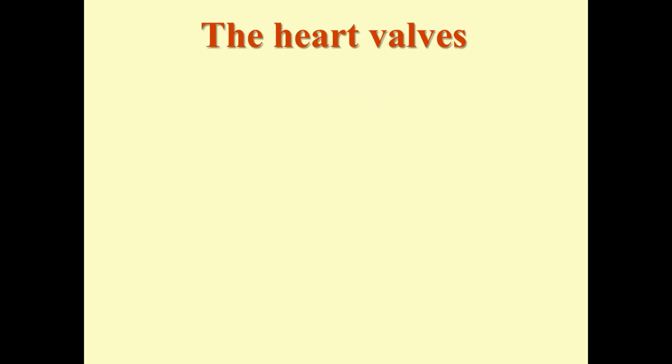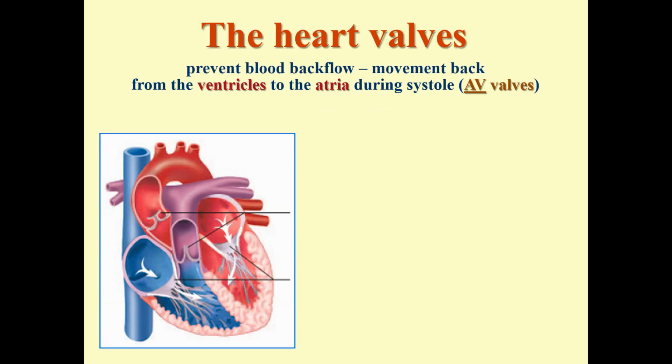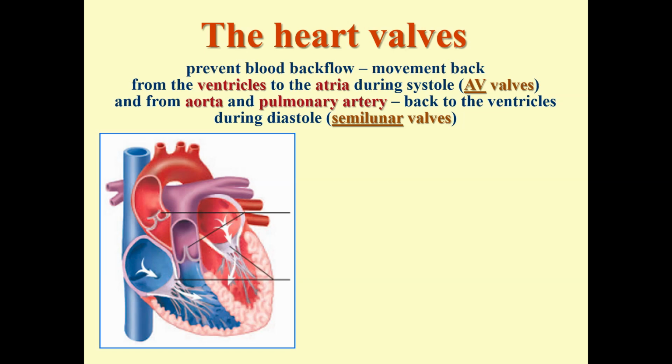Let's recall the heart valves, which you know from anatomy. There are two pairs of valves located in each side of the heart, which prevent backflow, movement back from ventricles to the atria during systole. These are atrioventricular valves. And backflow from aorta to pulmonary artery is prevented by semilunar valves. And blood doesn't go back to ventricles, it just tries to do it and fills the semilunar valves so that they become closed.